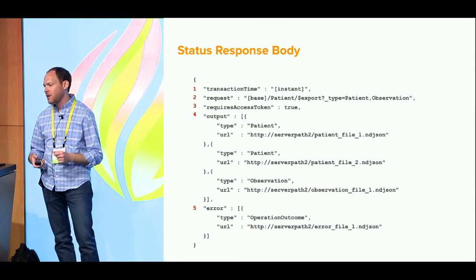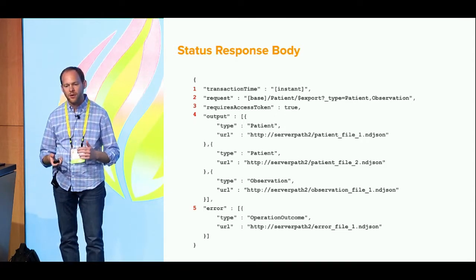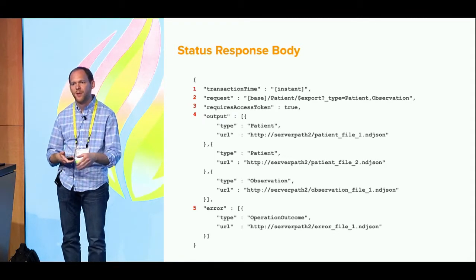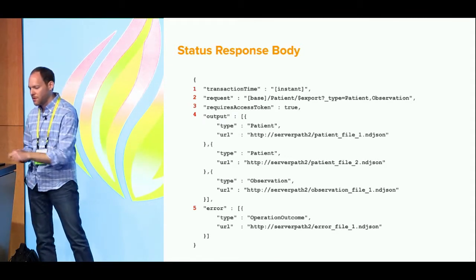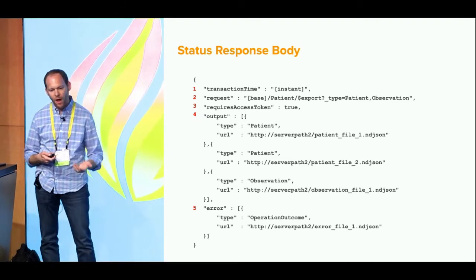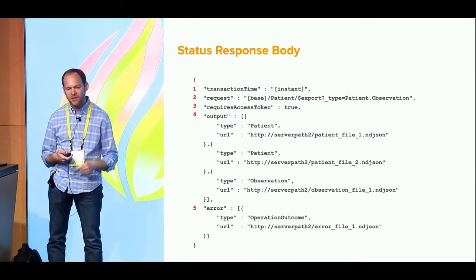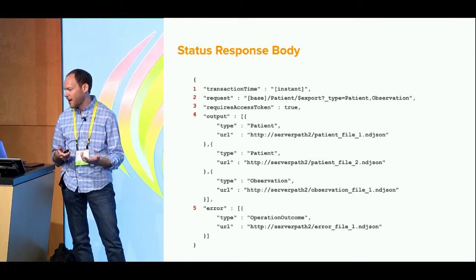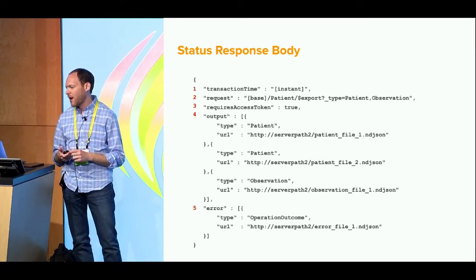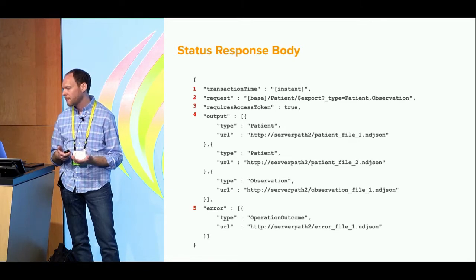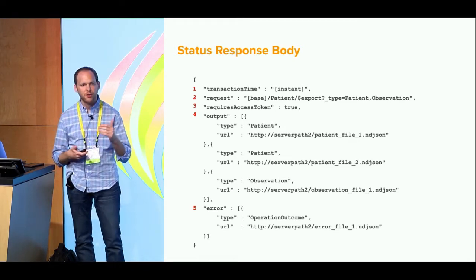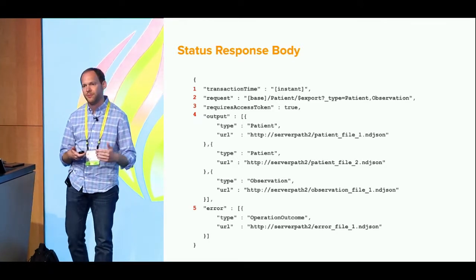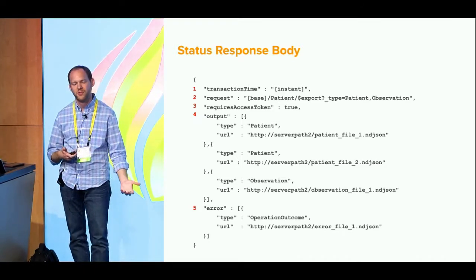On line 3 is an indicator as to whether you need to provide your authorization token to get these files. We'll talk more about that in a second when we talk about the security aspects of this. Then you can see under the output section, we have a couple sections around different file types. The first one is a file of FHIR patient resources. You can have multiple files per resource type, but not multiple resource types per file.